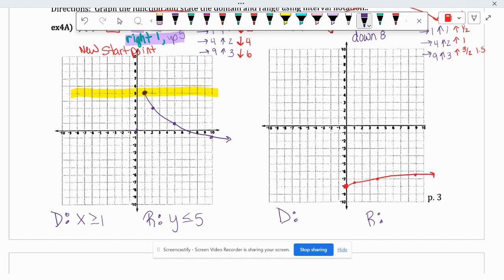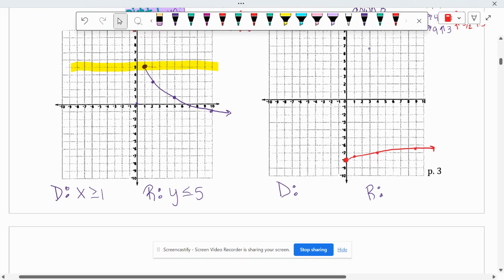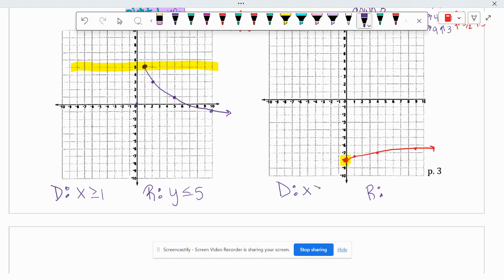Let's look at the next graph. What is the domain? What's the smallest x value that we used? What's x right there at that yellow dot? 0. X is greater than or equal to 0.